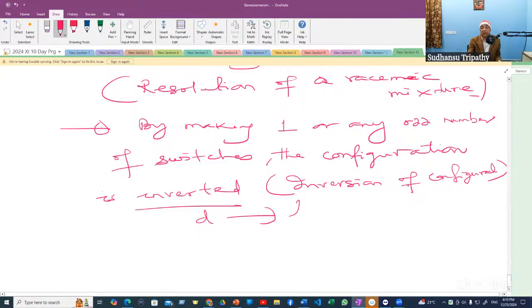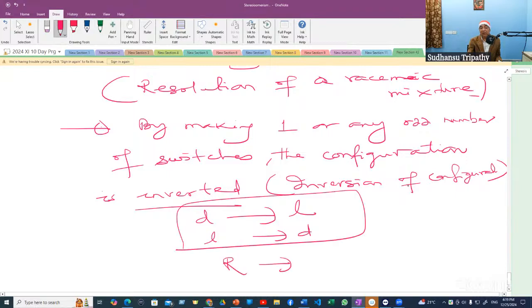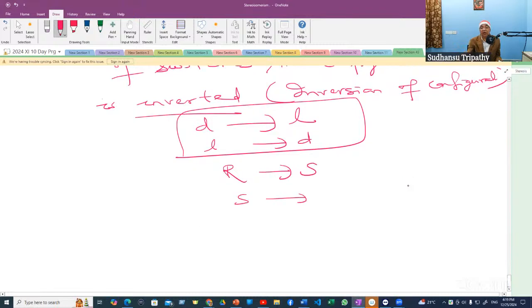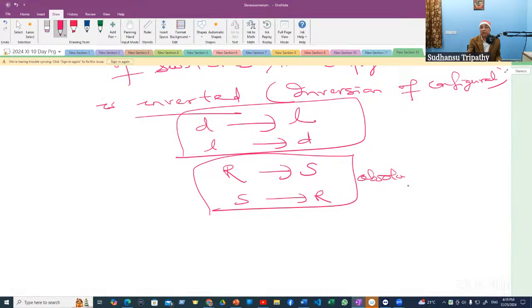D will be converted to L. If it is L, it will be converted to D. And later on, we will write that if it is R, it will be converted to S, and if it is S, it will be converted to R. These are absolute configurations which we will be learning very soon.